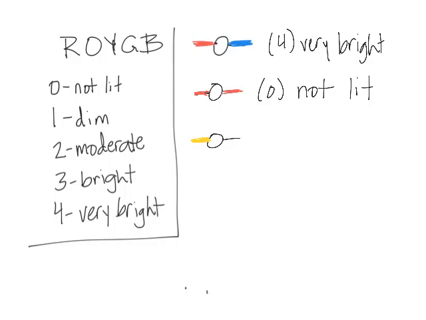Yellow to blue. How many steps apart is that? So start at yellow. 1, 2. Moderately lit. I'd say that's about a 2. Oh, I can go backwards. Green to red. Right. So 1, 2, 3.